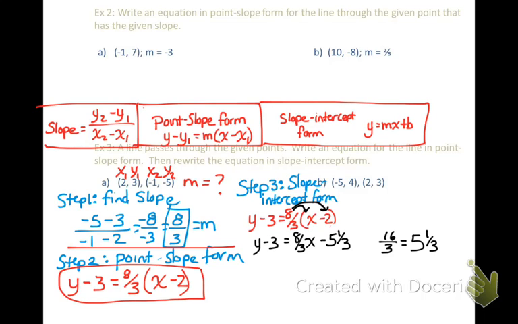And now, to get y by itself, I'm going to add 3 to both sides. So y equals 8/3 x, negative 5 and 1/3 plus 3 would be minus 2 and 1/3. And there is your second answer. Now I'm going to allow you to do B by yourself, and I will show you the answers afterwards. So pause it and try to figure it out yourself.